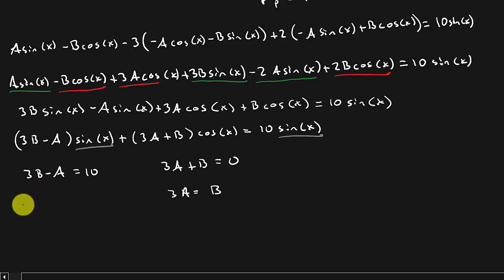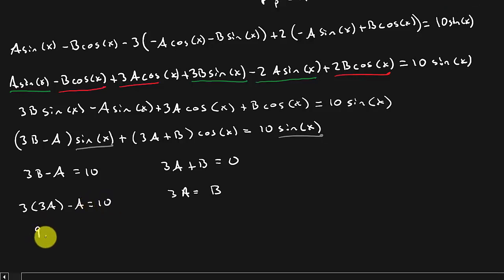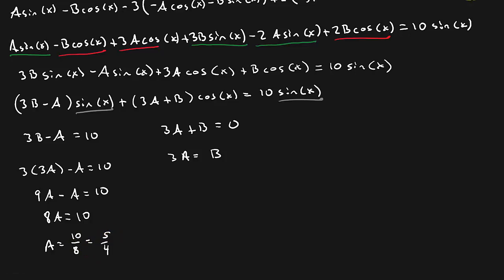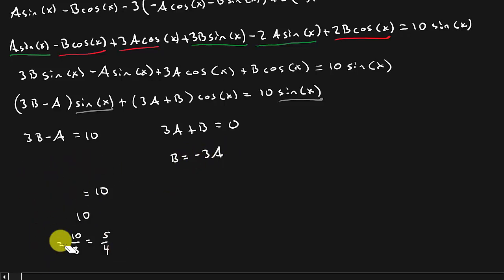So if I take this and plug it into here, that's going to be 3 times 3a minus a equals 10. And so 9a minus a equals 10. So 8a equals 10. So a is equal to 10 over 8, which is, what is that, 5/4? Well, there's a dumb moment there, isn't it? Look at that. I don't know why I did that. b is equal to negative 3a. That's going to make a little difference, isn't it?